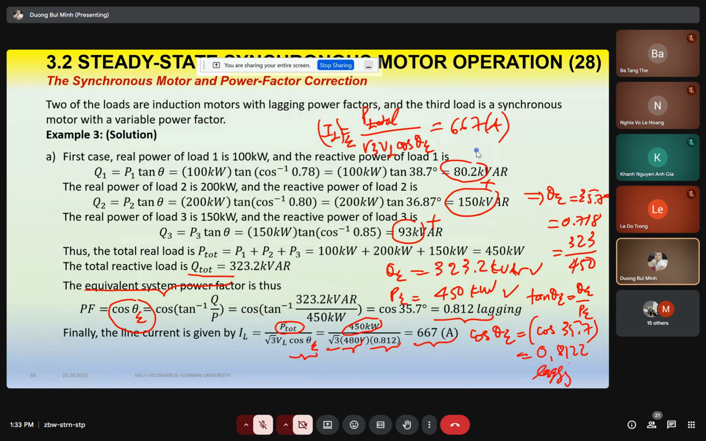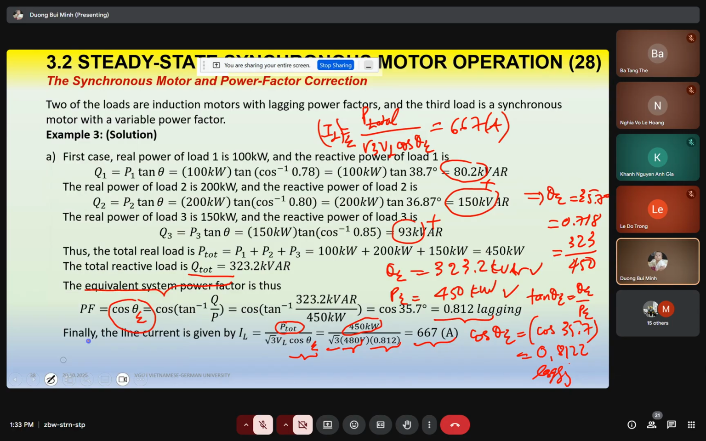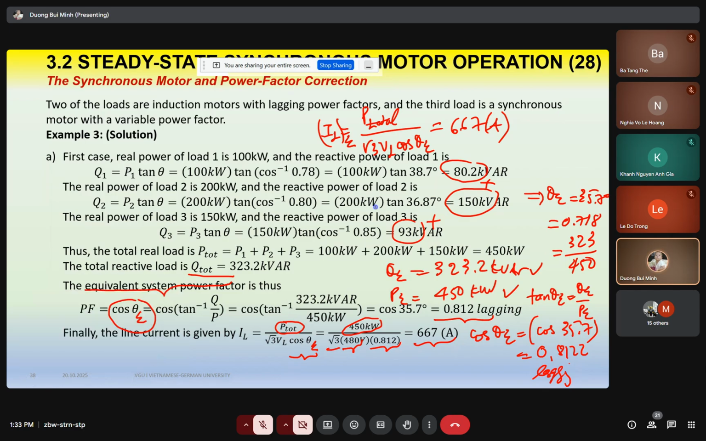Any questions so far? Thầy Bá? The others, Bình, Đức Bình. Yeah. No, teacher. No, teacher.